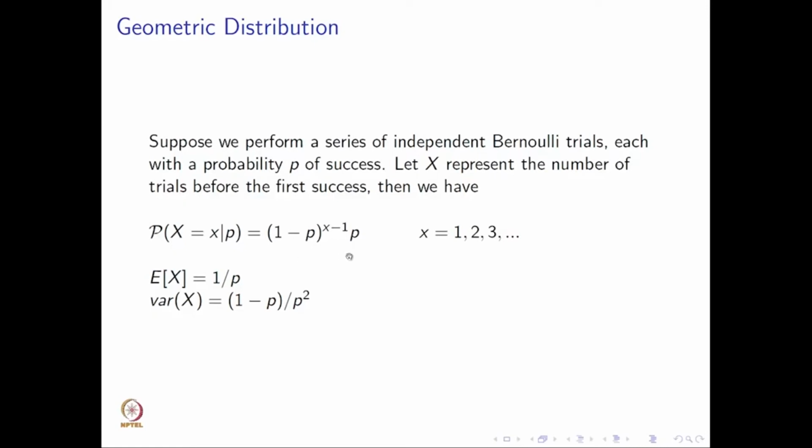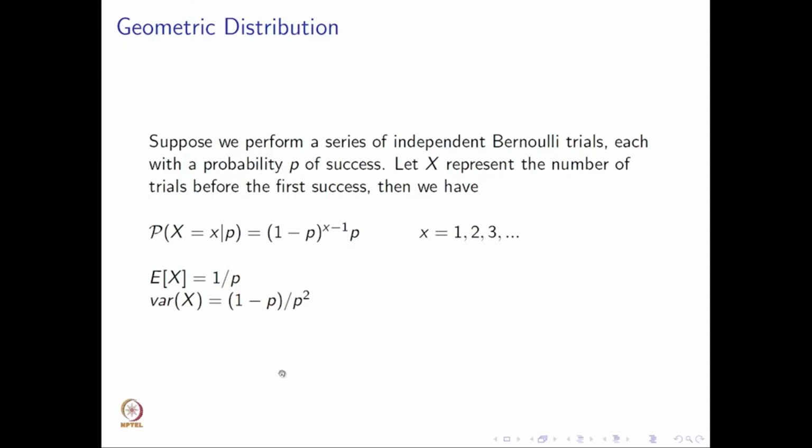This definition is quite intuitive. Essentially, we are trying to calculate the probability that it takes us small x number of trials before observing the first success. This can happen if the first x minus 1 trials failed, that is with probability 1 minus p, and the last trial succeeded, that is with probability p. A random variable which has this probability mass function follows the geometric distribution.